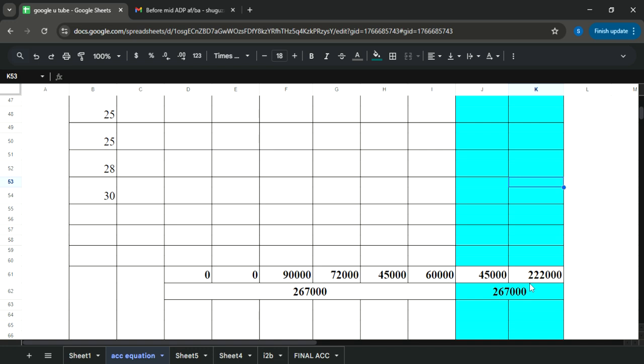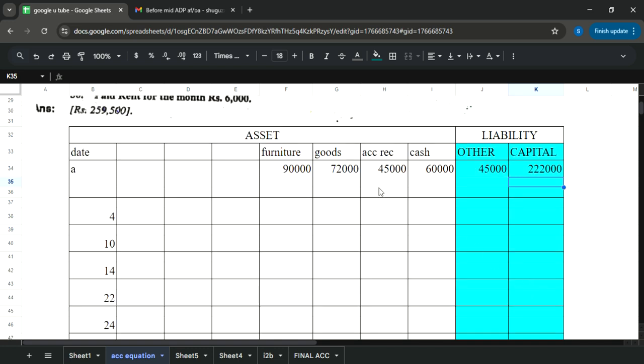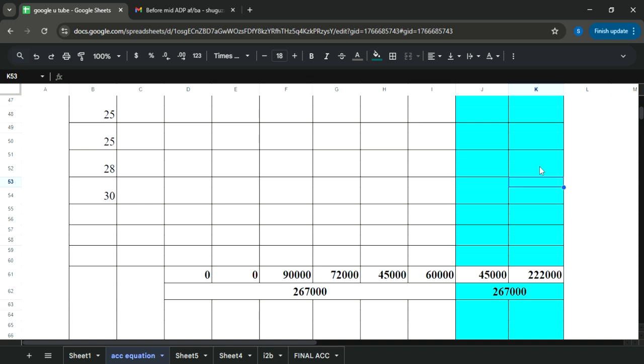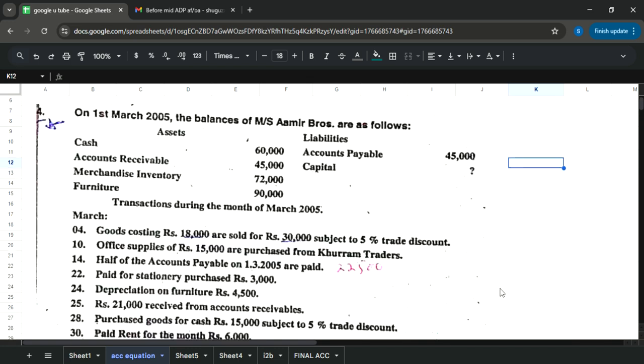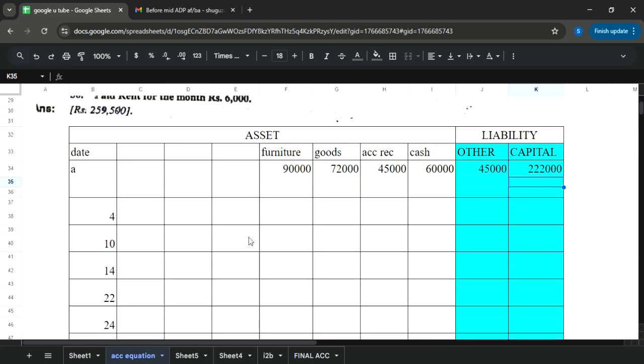But here please understand what we have done. Assets and liabilities are equal. The difference of assets and liabilities we have put in capital, with which both sides become equal. Now after putting the previous elements, we are now going to put our transaction. Goods costing rupees 18,000 are sold. It means goods are going out. So you will come over here.